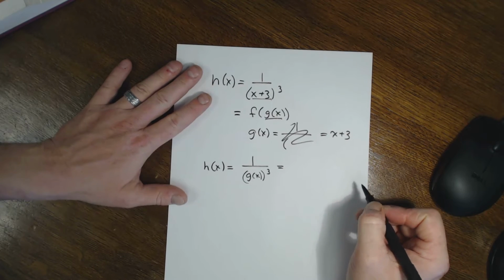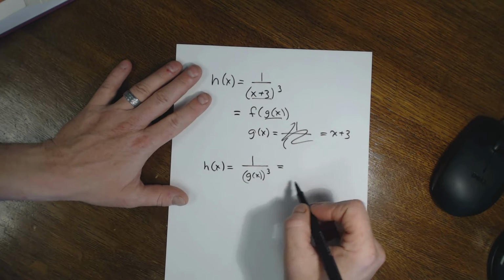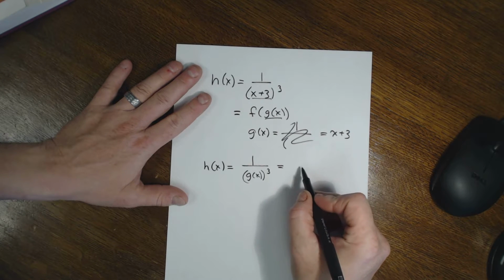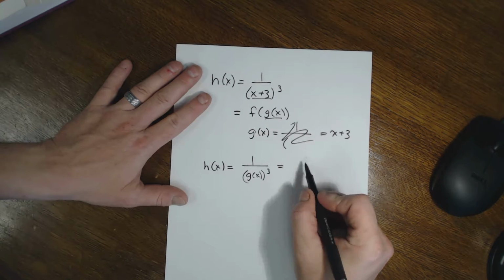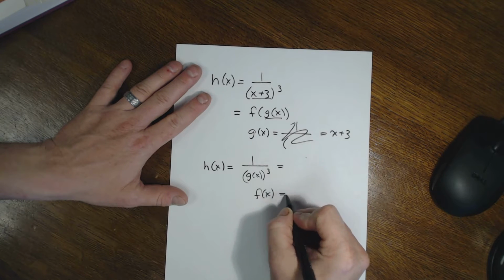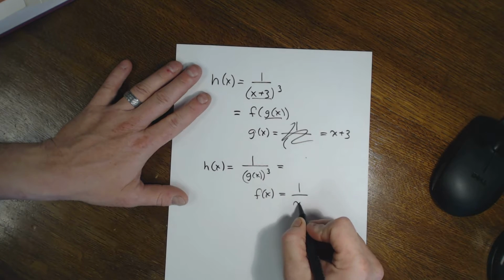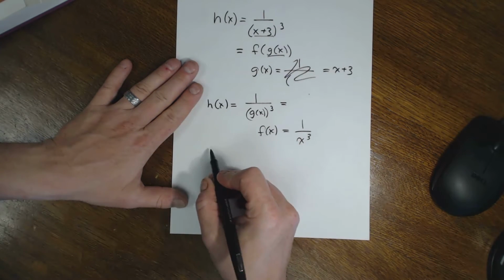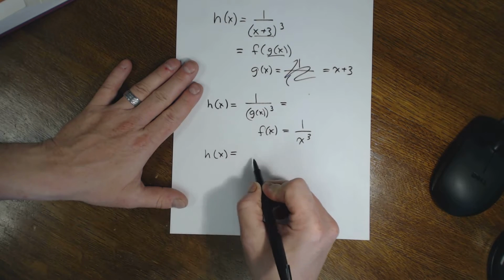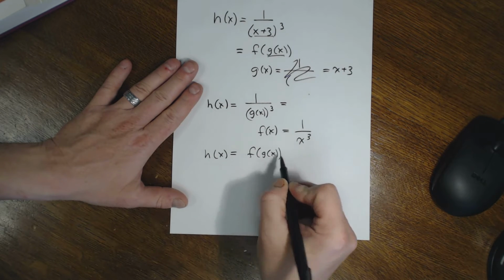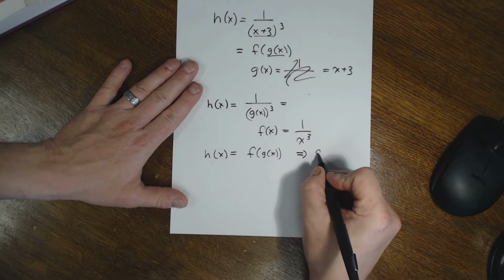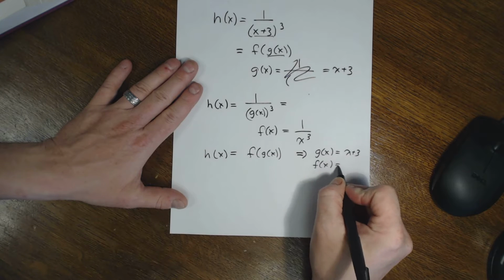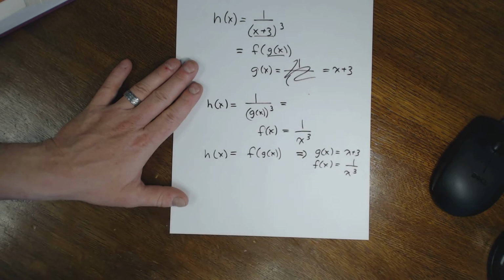So our option here is to say, okay, we're going to do 1 over something to the 3rd, and we can say, okay, we're going to make f of x, our outside function, being 1 over x to the 3rd power. So we're going to say h of x is equal to f of g of x, such that g of x is equal to x plus 3, and f of x is equal to 1 over x to the 3rd.